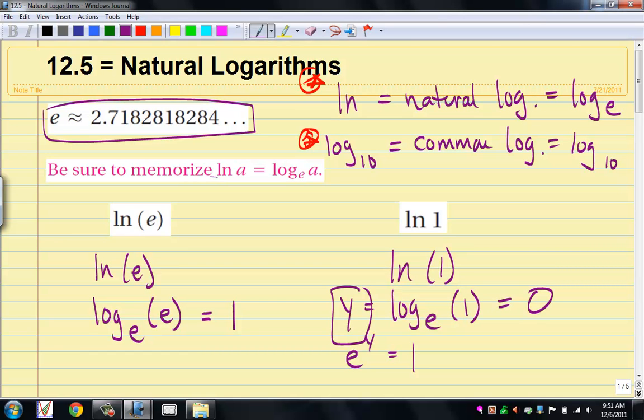But this is the idea that I want you to understand. If you see these letters ln, that just means log base e, which means log base 2.7, about 2.7. Okay? Let's take a look at some more examples.